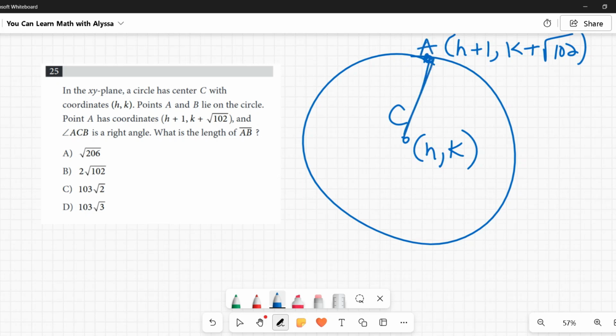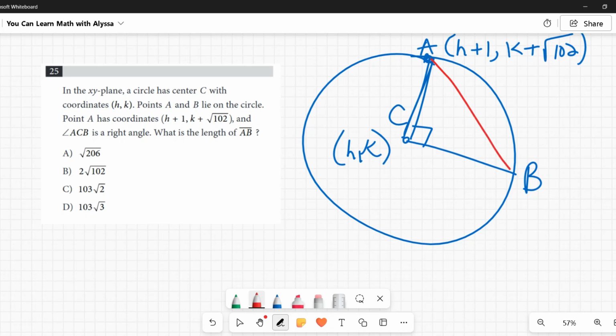Let me rewrite this (h, k) over here. Angle ACB is a right angle. What is the length of AB? This is what we're trying to find: the hypotenuse of this right triangle that we've created.